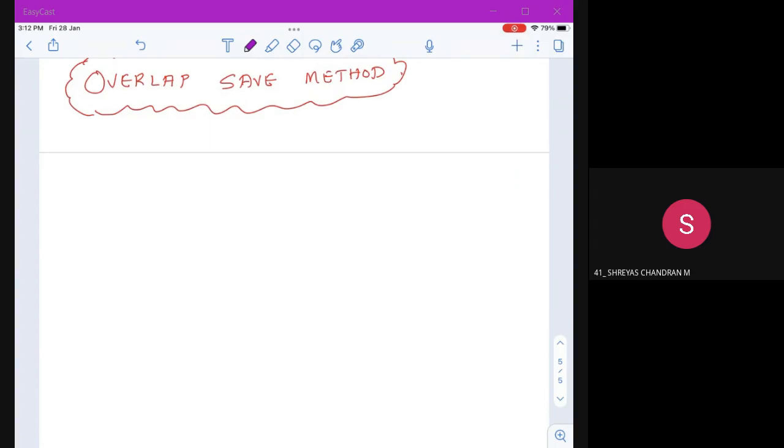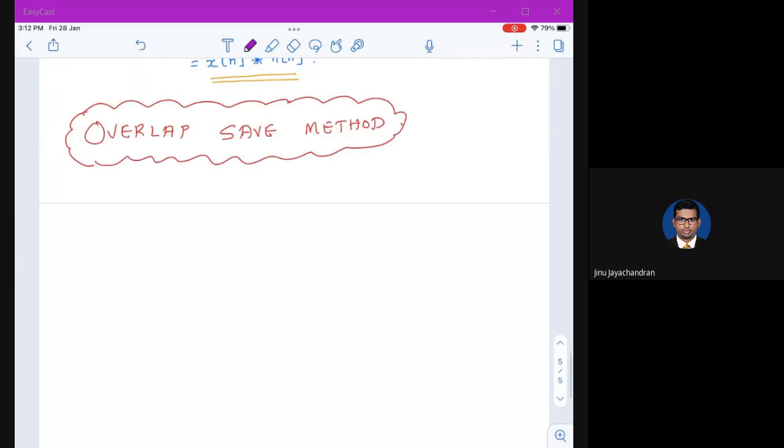So in the last class, we looked at linear filtering of long data sequences, and we were looking at a specific method called the overlap save method. We gave an example in the last class. So let us briefly look at in theory how the linear filtering using the overlap save method is working.